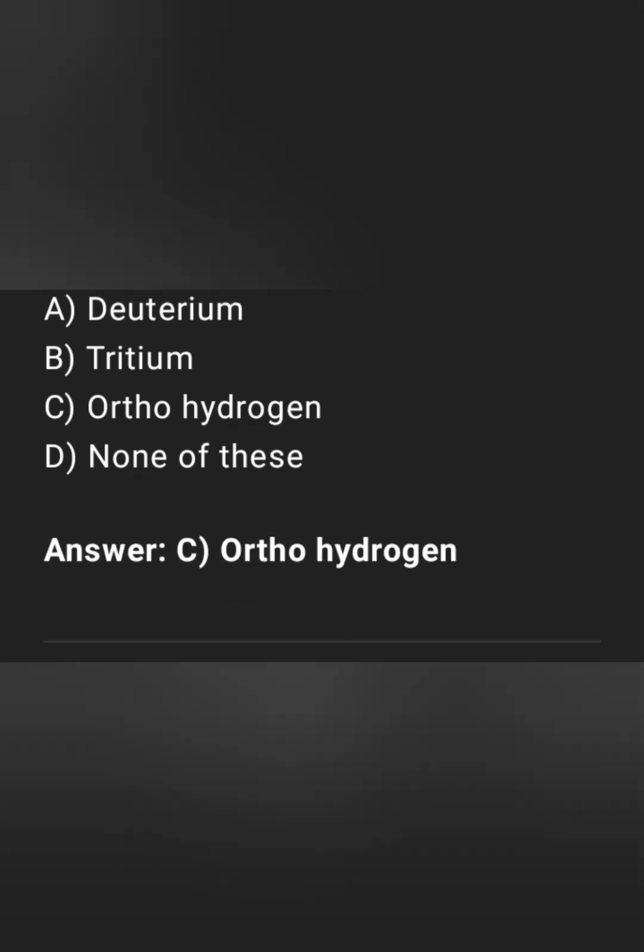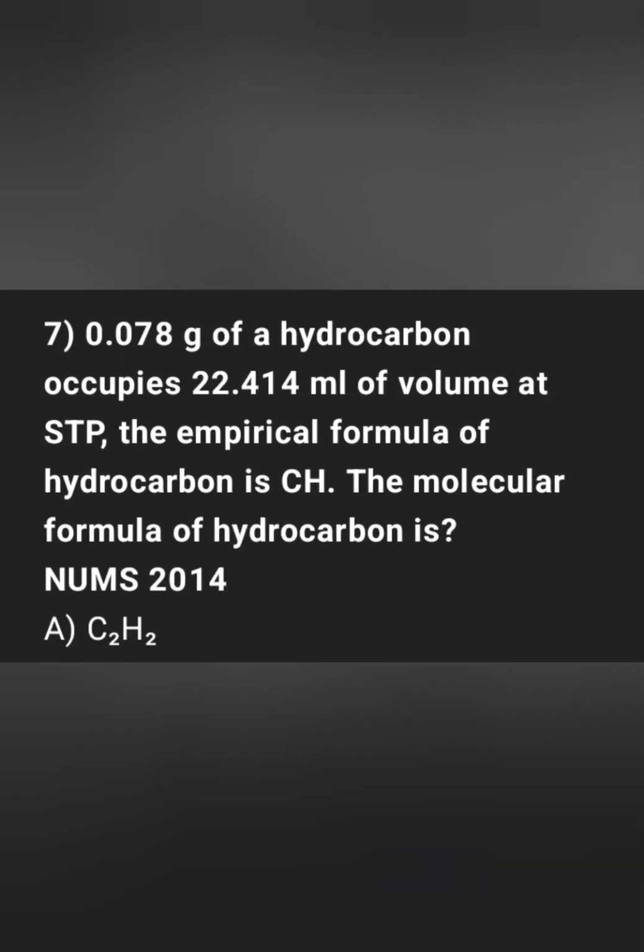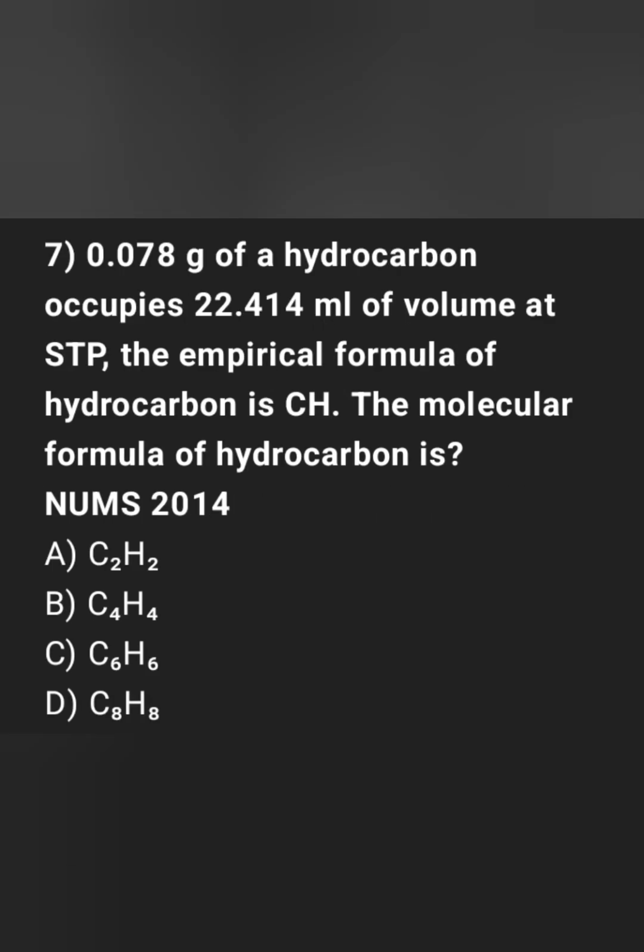Answer C, orthohydrogen. 7. 0.078 grams of a hydrocarbon occupies 22.414 milliliters of volume at STP. The empirical formula of the hydrocarbon is CH. The molecular formula of the hydrocarbon is A C2H2, B C4H4, C C6H6, D C4H4.